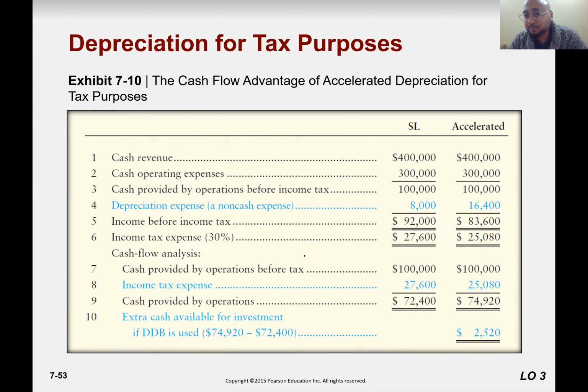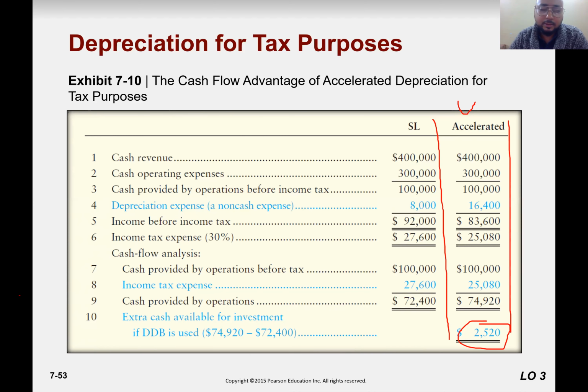So for tax purposes, this is straight line and accelerated depreciation. You see here, the cash flow analysis for straight line and accelerated is going to give you $2,520 saving for just using the accelerated depreciation method. This is basically not the agenda of this chapter, just for your knowledge, that's it. If you don't understand this, then don't worry about that. Our agenda is to learn the depreciation methods and the entries. That's it.